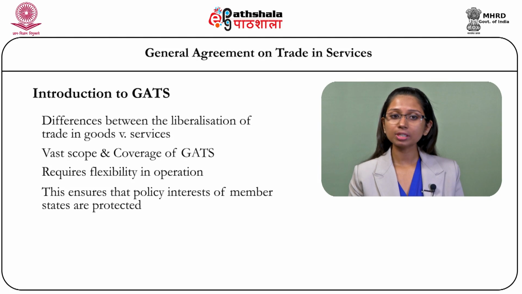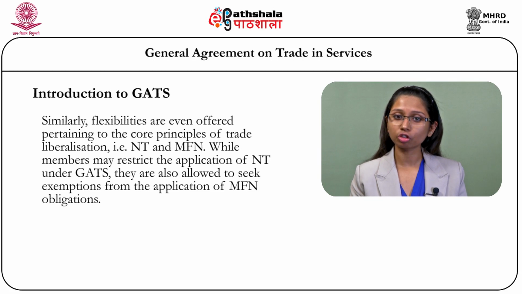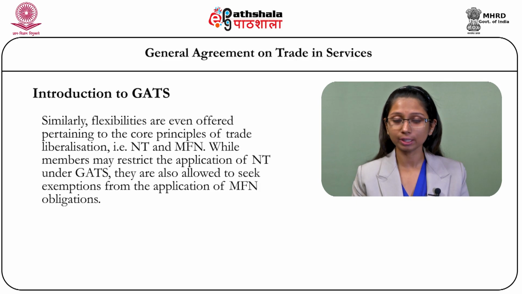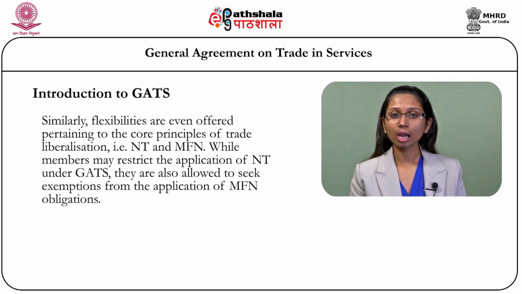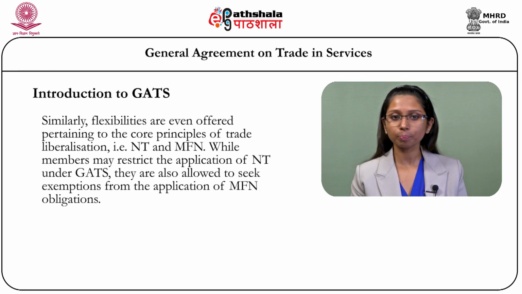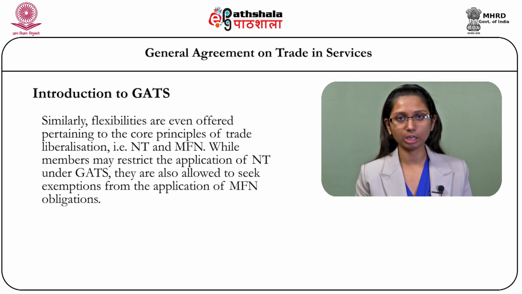Under GATS, members have even been given flexibilities with respect to core principles of trade liberalization, for example, the national treatment and the most favored nation clause. Unlike the NT and the MFN treatment in the GATT agreement, which are highly sacred and no deviation is permitted, in GATS, members have been given the opportunity to restrict the application of national treatment, and they've also been allowed to seek exemption from application of certain MFN obligations.